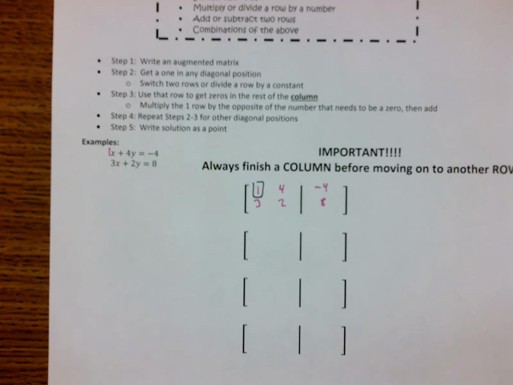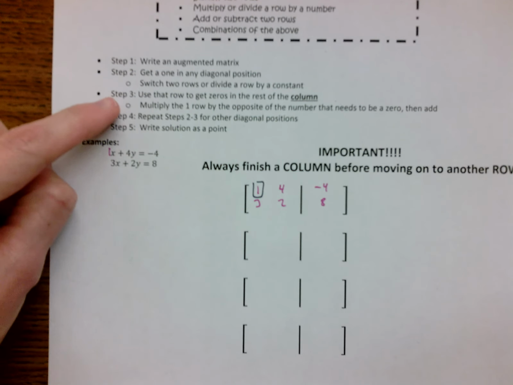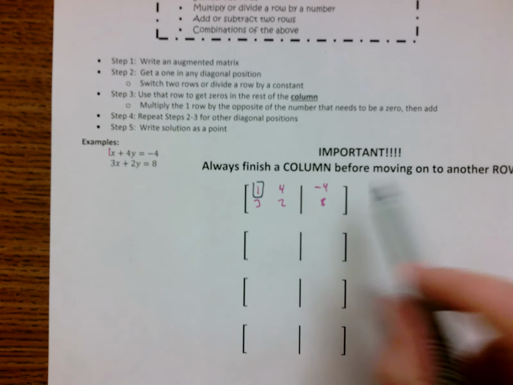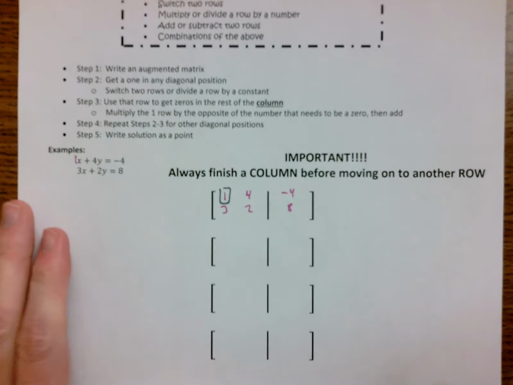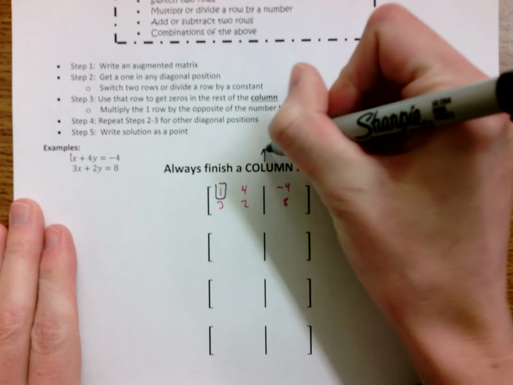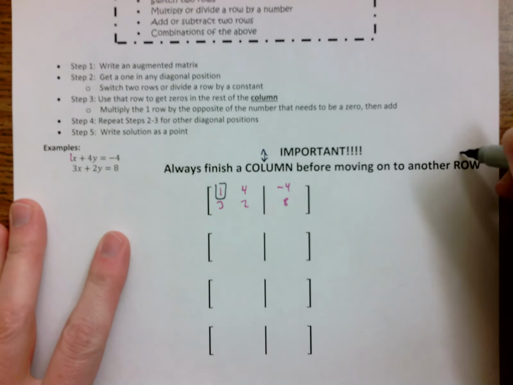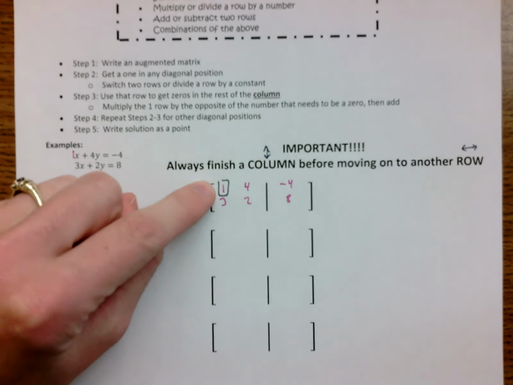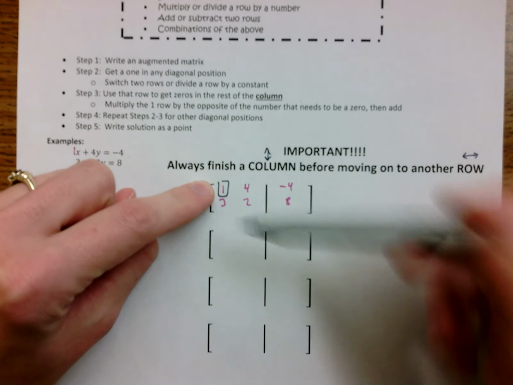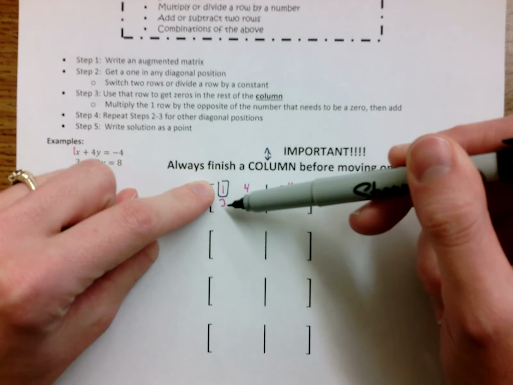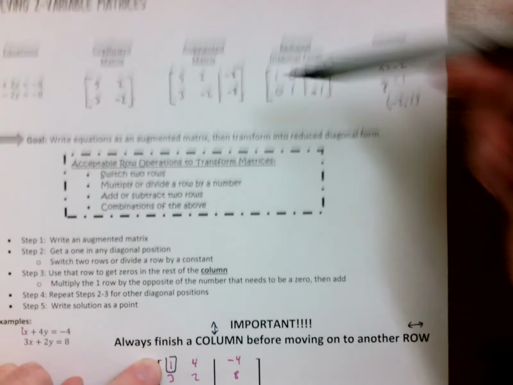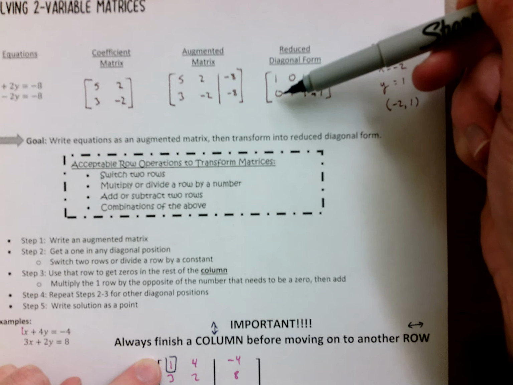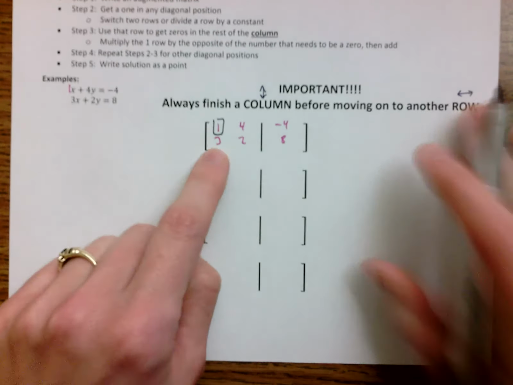Okay, step 3 is now we're going to use that row to get the zeros in the rest of the column. You'll note that there's a note here. It says important. Always finish a column that's up and down before moving on to another row that's sideways. Okay, so we have this 1 here. So our next goal is that we need to make this into a 0. So we're finishing a column first. We have this 1, so we're going to finish the column by making this into a 0. We need to get rid of that 3 and make it a 0.